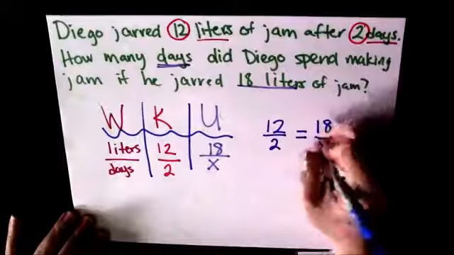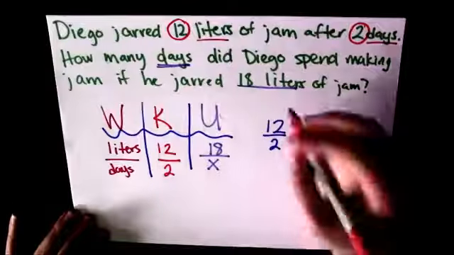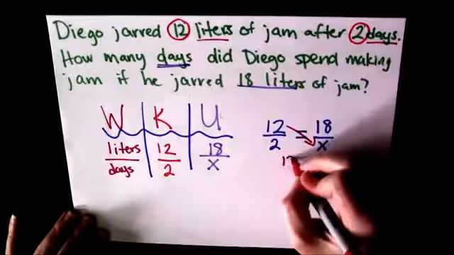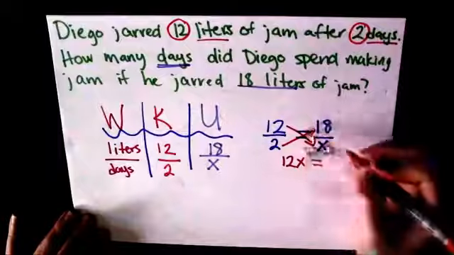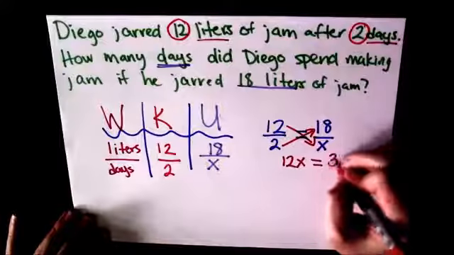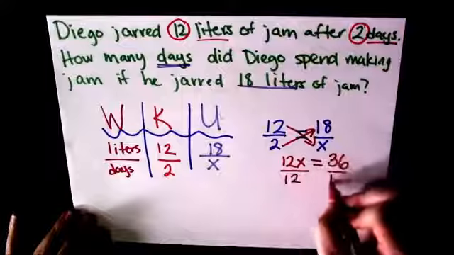Now to solve a proportion, remember we cross multiply. So I do 12 times x, which is 12x, equals 2 times 18, which is 36. Then I divide both sides by 12 to solve for x, so x equals 3.